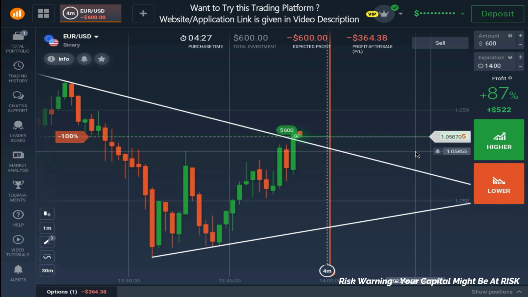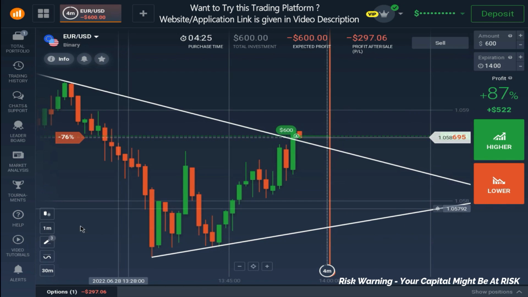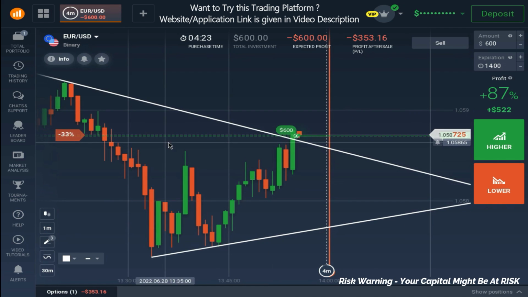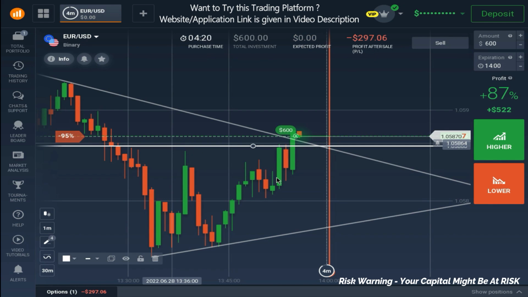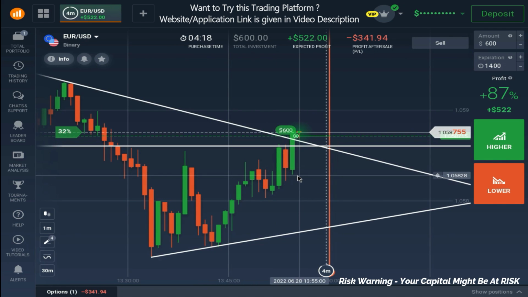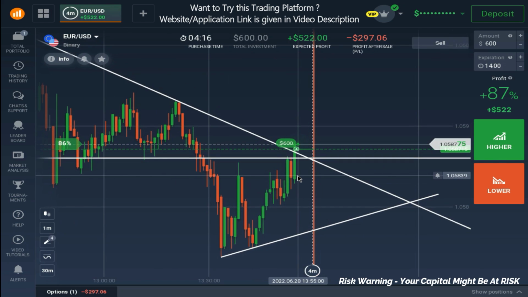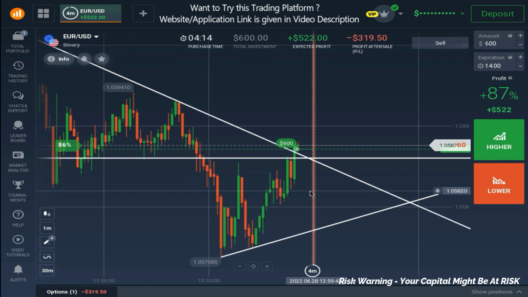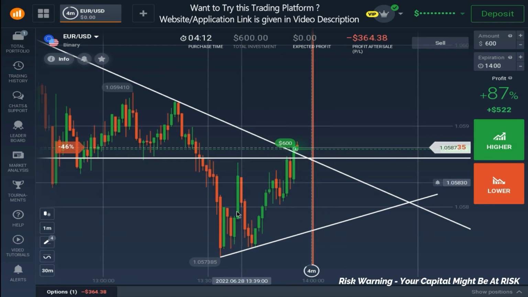So we get a breakout from the resistance trend line, as well as from the horizontal level of resistance. You can see we got both the breakouts clearly visible, and that's why I take an uptrend trade. The reason is simple, the price action has changed here.